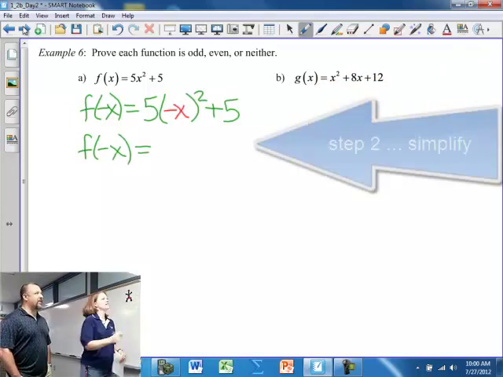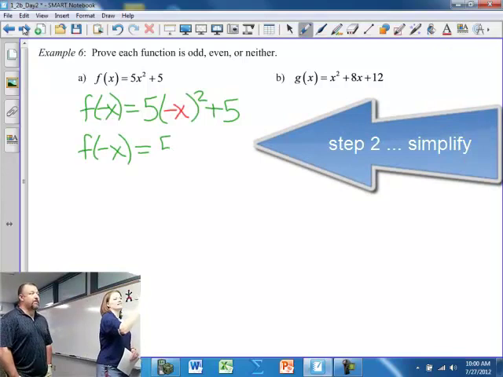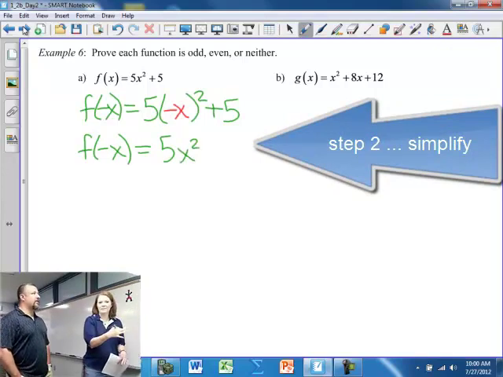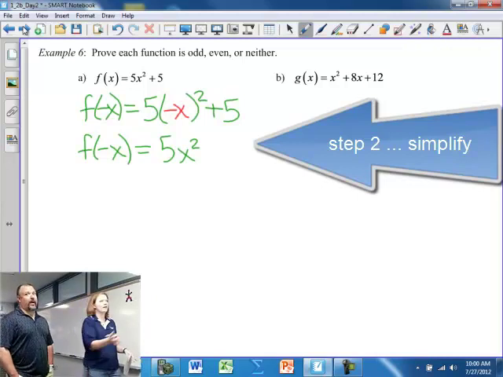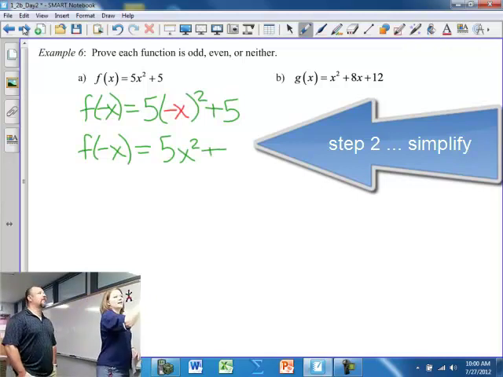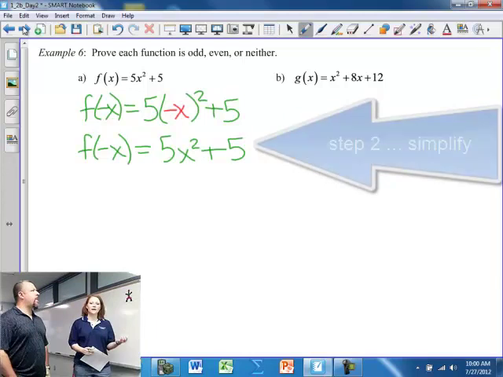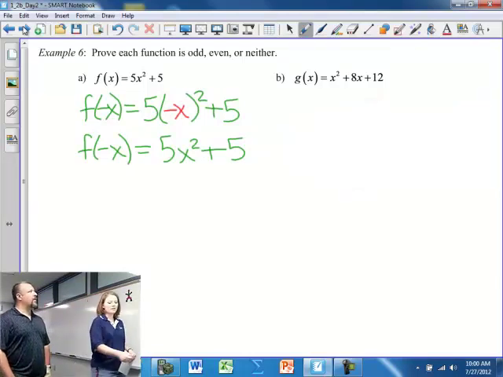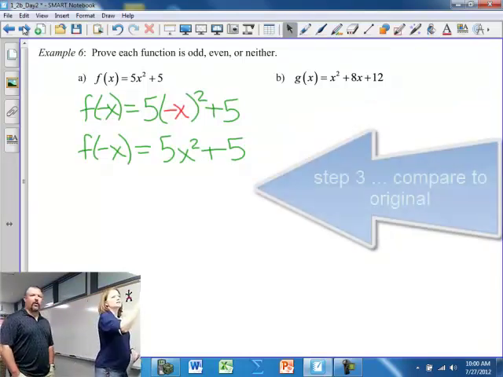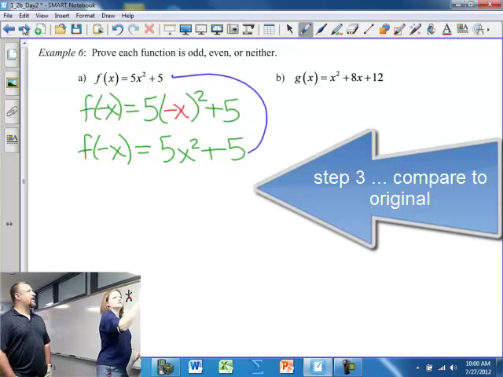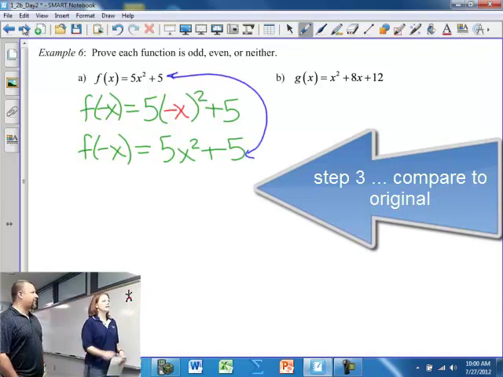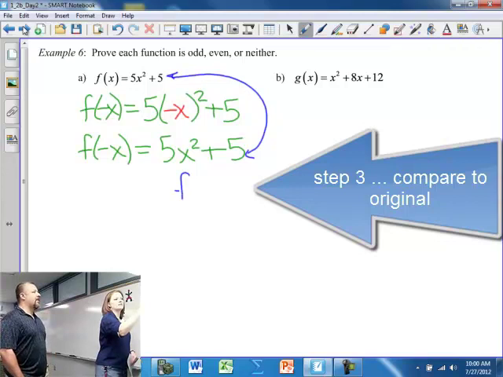We can square negative x, which is really just minus x times minus x, which is positive x squared. So something mathematically happened there. We didn't just magically make the negative go away. We don't just throw negatives around. Once we are done simplifying with the algebra as far as we can, we want to compare it to our original function. What do you notice? Well, that looks exactly the same. That is exactly the same as the original function, is it not?